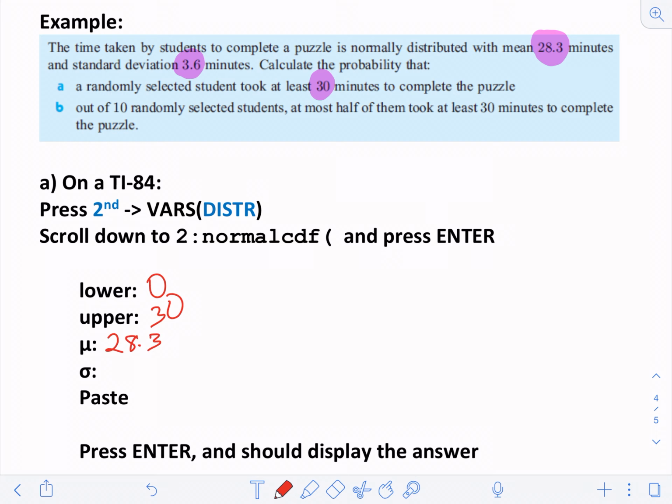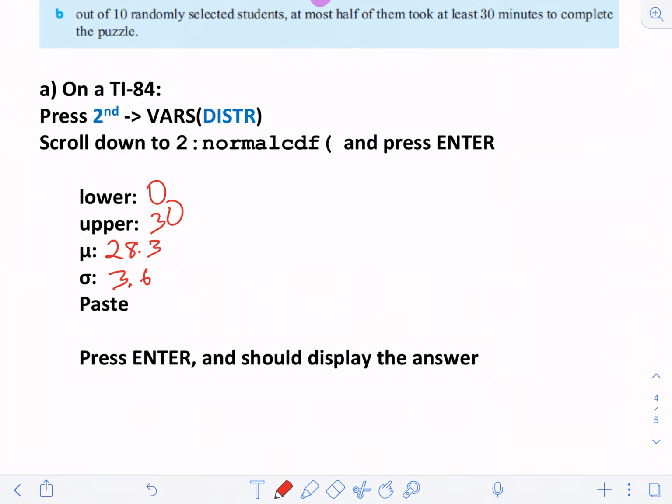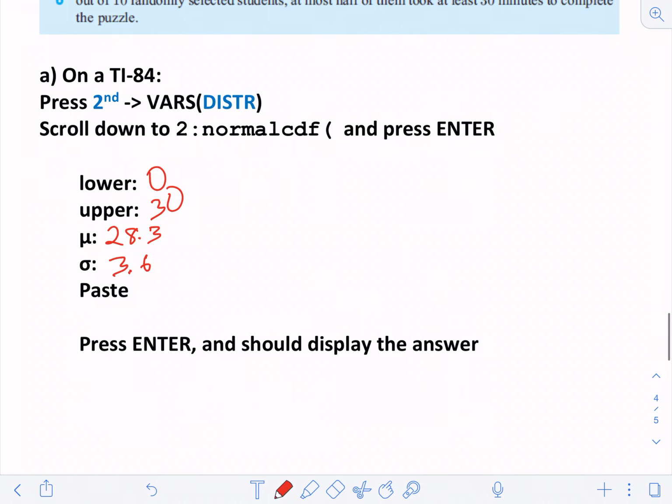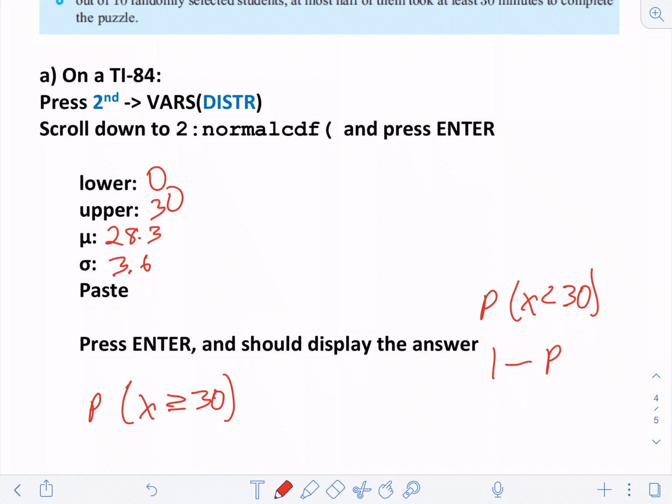And my standard deviation is 3.6. So 3.6, and then go to paste, and I get an answer of 6.68. Now remember, I'm looking to say that it took at least 30 minutes. So I'm looking for the probability of x being greater than or equal to 30. But what they showed me here so far was the probability of x being less than 30. So I need to do 1 minus that probability.